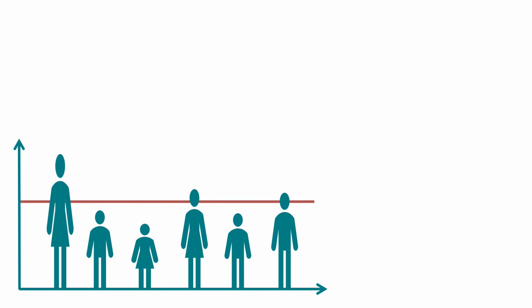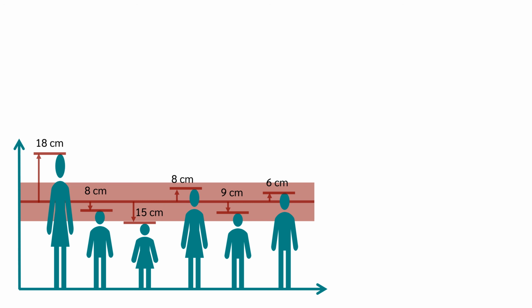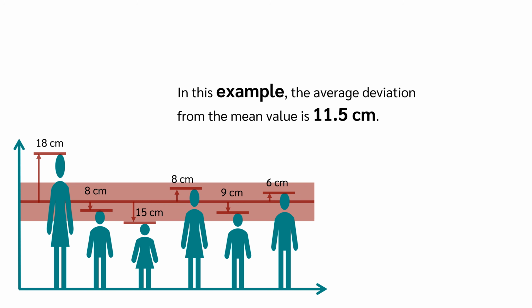But what does that mean? Each person has some deviation from the mean. Now we want to know how much the persons deviate from the mean value on average. In this example, the average deviation from the mean value is 11.5 centimeters.